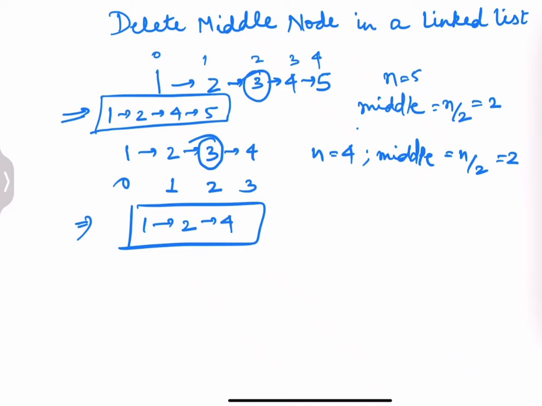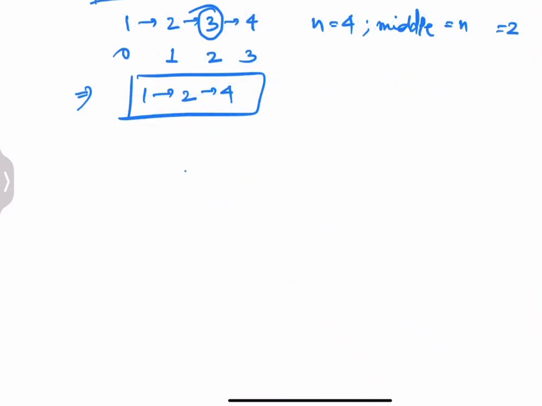I'll tell you a way in which you can delete the middle node of a linked list in just one traversal. Let's see how. Let's understand this with the help of an example, how you can do this in a single traversal of a linked list. So I'll continue with my initial example. Let's say this was your original linked list.